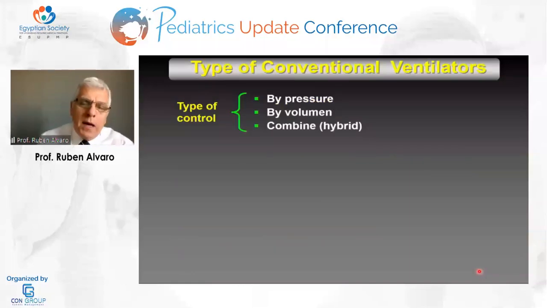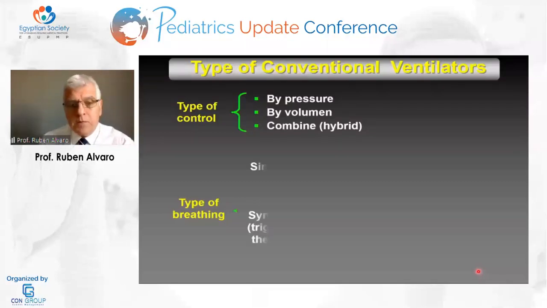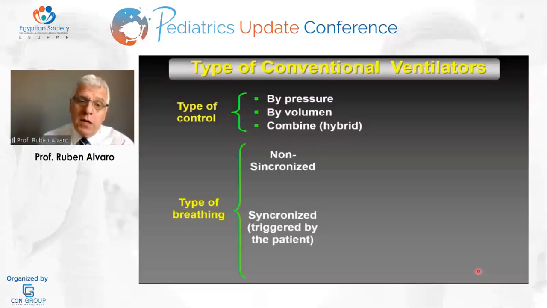Okay, so the other way that ventilators are classified is by the type of breathing that you are using. It could be non-synchronized, or synchronized, or triggered by the patient. The non-synchronized ventilators are available, but hopefully nobody's using them anymore. Those are the ventilators that we used 30, 40 years ago, the only ventilators that we had. Those are the intermittent mandatory ventilators. This ventilator had a fixed frequency that you set and a fixed TI that you set, okay? And it was completely independent of the patient's own respiratory efforts, okay?